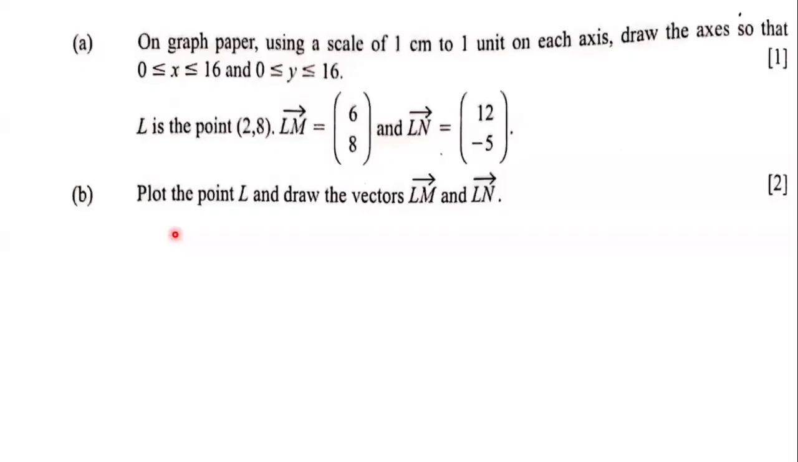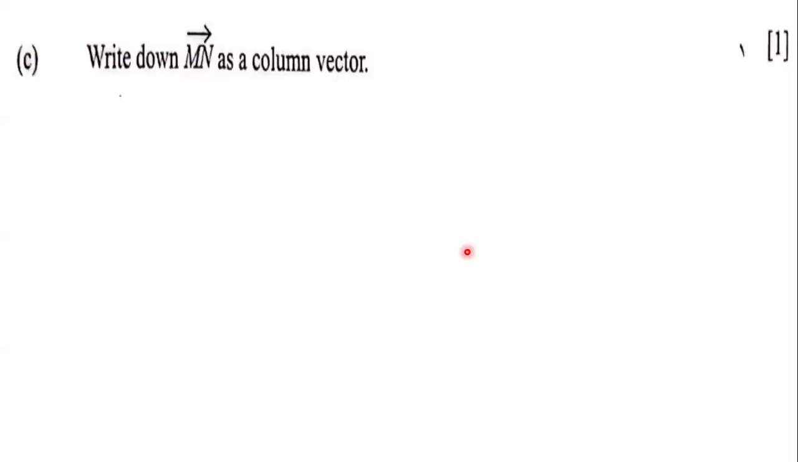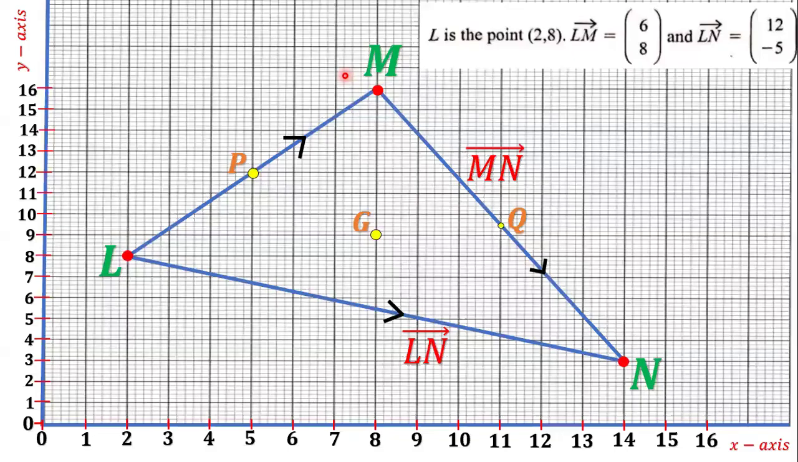We already plotted this point, and we already drew the vectors LM and LN. So what else do we need to do? Well, they said write the vector MN as a column vector. Now, where's the vector MN? MN means that we start at M and we go to N, all right? And so we have to write that as a column vector.